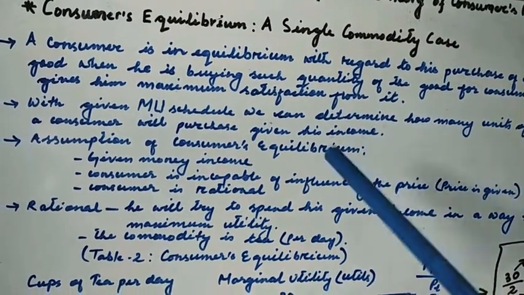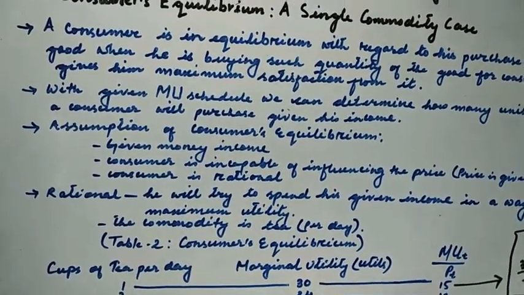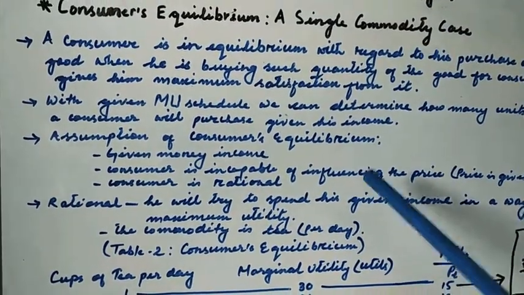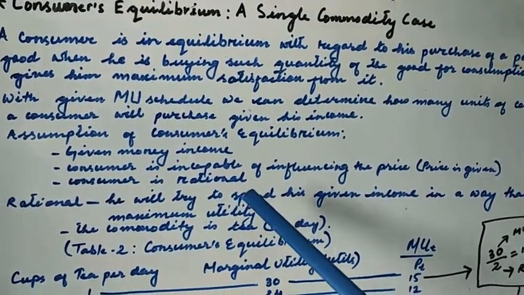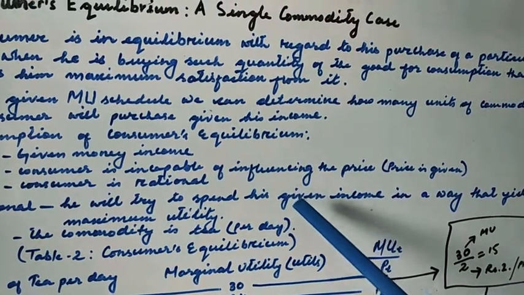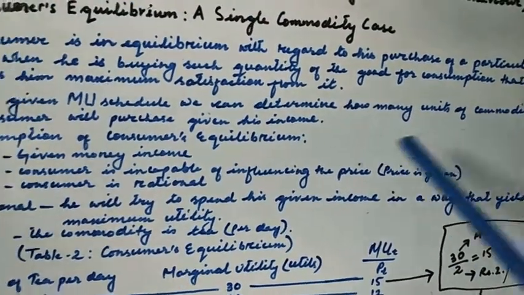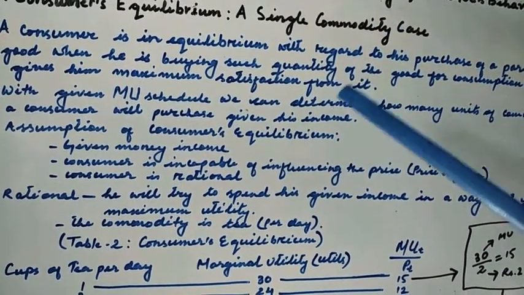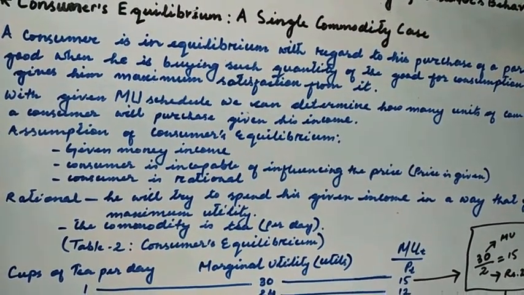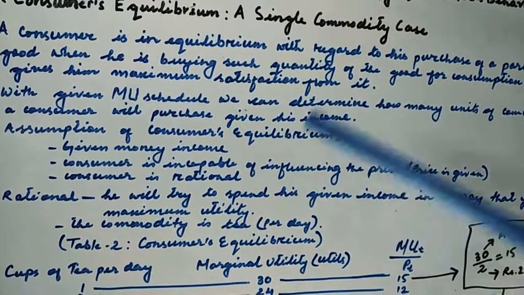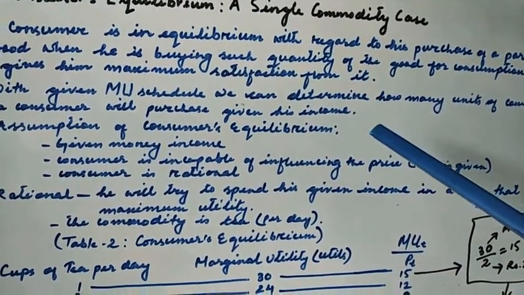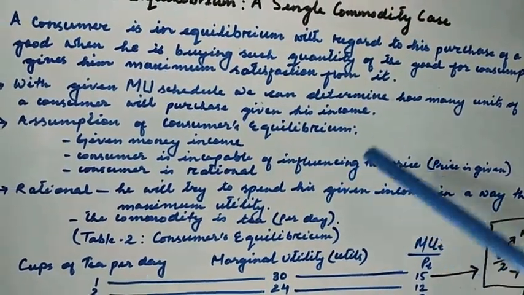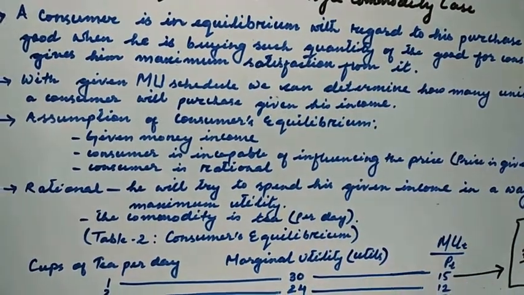And the consumer is rational. When we talk about rationality of a consumer, we mean that a consumer will try to spend his given income in a way that yields maximum utility. He will try to spend his income in a way that will give him maximum satisfaction. That is what we mean by rational.